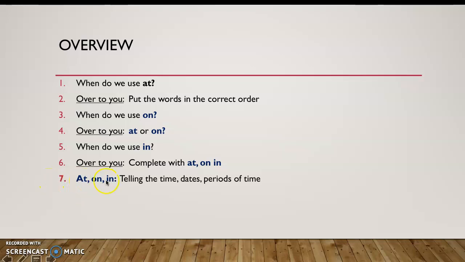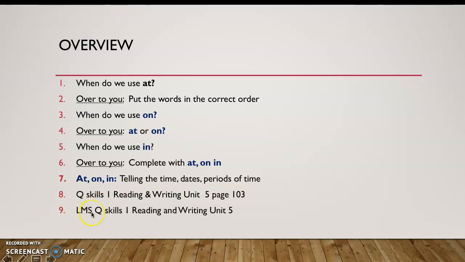Then we'll look at at, on and in when we're telling the time, when we're talking about dates and periods of time. So for example, at 3 o'clock, on the 21st of January, in the 1970s. Then we'll look at Q Skills 1, Reading and Writing. This is your book. You'll need to go to page 103. And finally, we'll look at the LMS. You'll need to go to Q Skills 1, Reading and Writing, Unit 5.